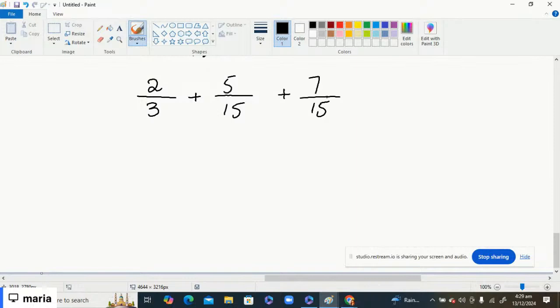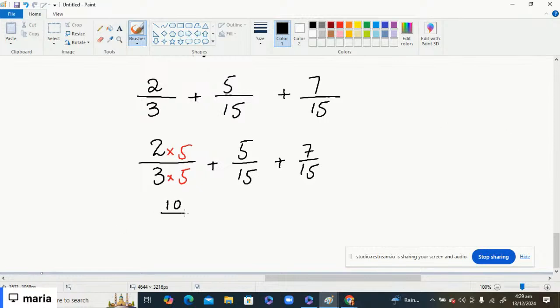We are multiplying 2/3 by 5 on the top as well as on the bottom. So let's do it. Here it's 2/3, multiply and divide with 5. Okay, and the remaining numbers are the same, 5/15, 7/15. Okay, 2 times 5 is 10, 3 times 5 is 15. Look, it's 10/15, then 5/15, then 7/15.